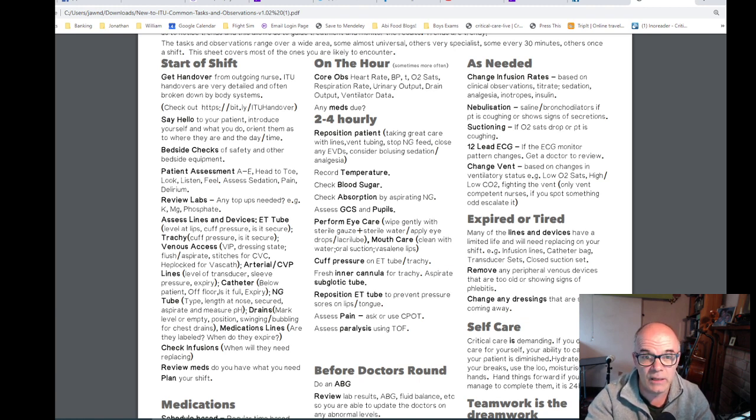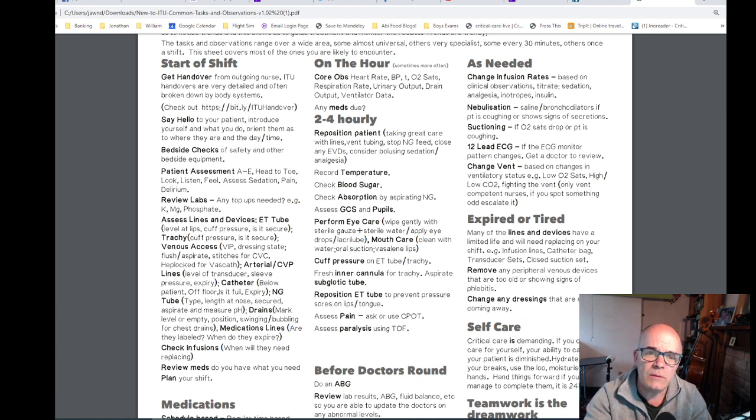So you're going to be recording their core obs, as Sam has put here: heart rate, blood pressure, temperature, O2 sats, respiratory rate, urinary output, possibly drain output, and any ventilator data. So the ventilator data is basically what mode of ventilation are we using, what tidal volumes, what pressures we're using to drive those tidal volumes, and the fraction of inspired oxygen or the oxygen percentage as well.